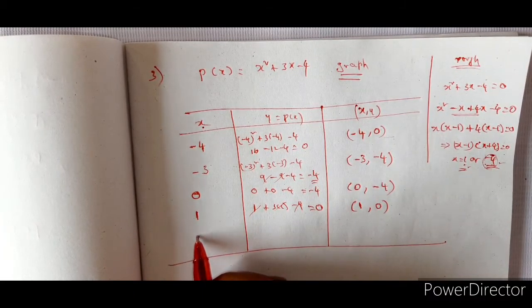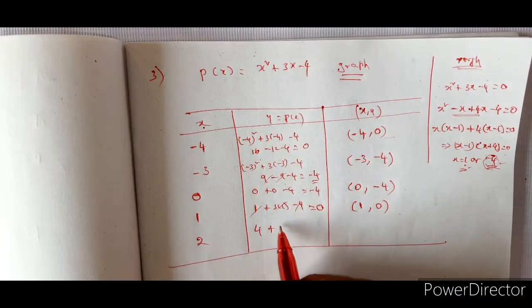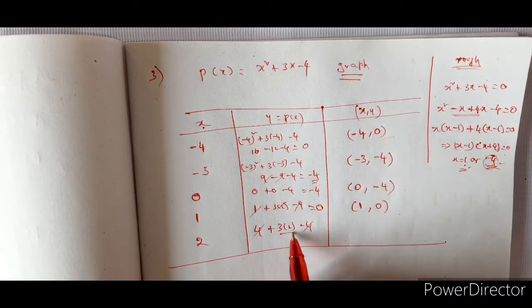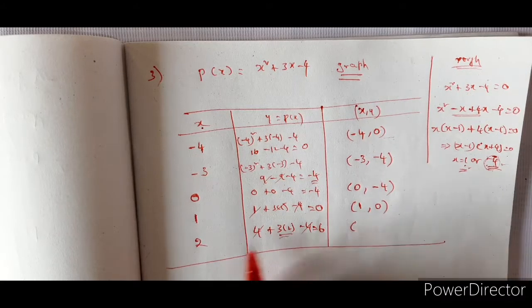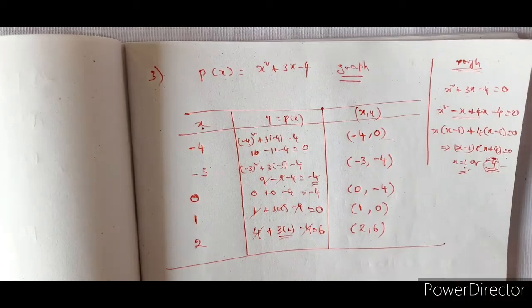At x is equal to 2, I will take. So 2 square is 4 plus 3 into 2 minus 4. Plus 4 minus 4 will get cancelled. So you are left with 6. So what is the point here? 2 comma 6 point. So I took these many values.